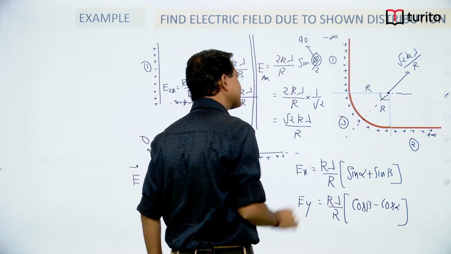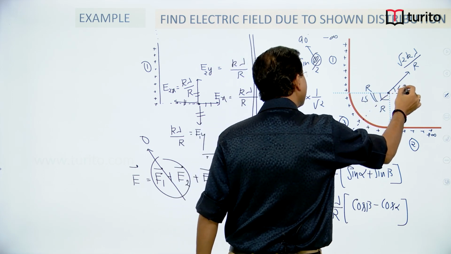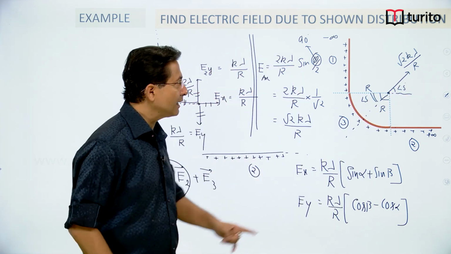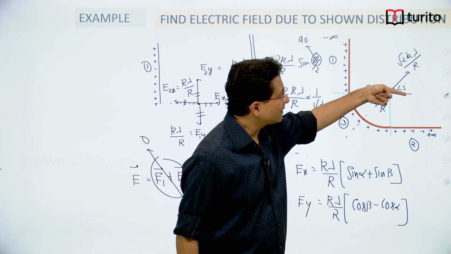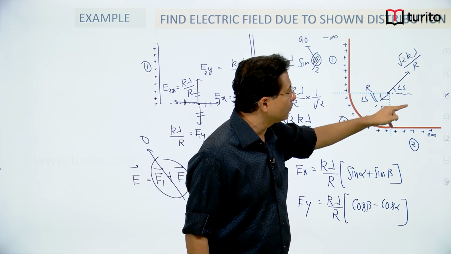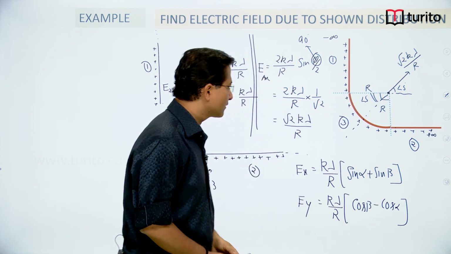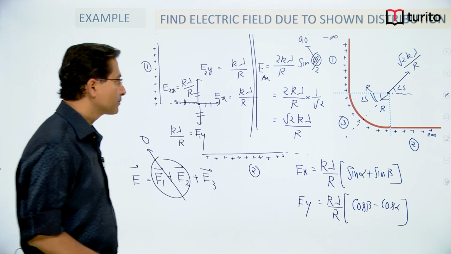As this total angle is 90, this angle will be half of that, 45, this will be 45. That means this will have two components, one in this direction, that is the x component, cos 45 if I multiply, root 2 will go, then in this direction sin 45, root 2 will go, right.